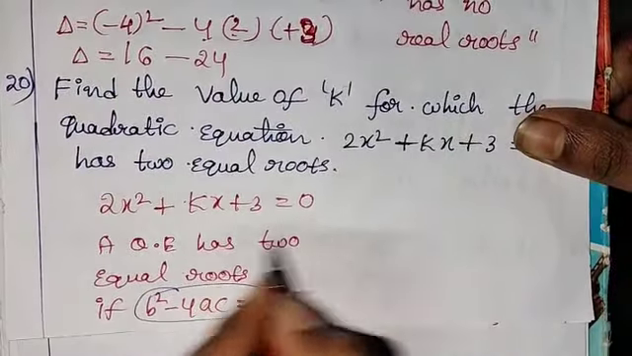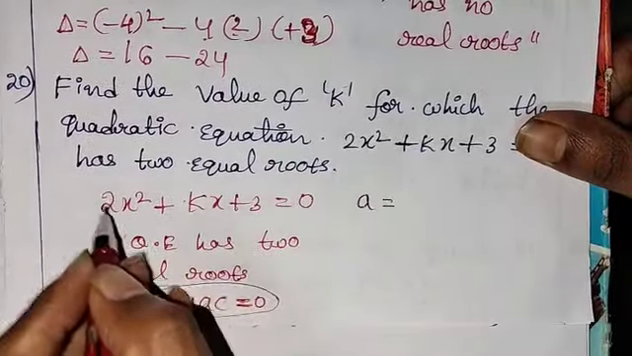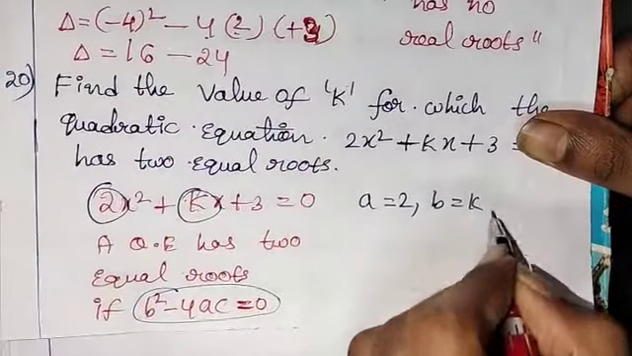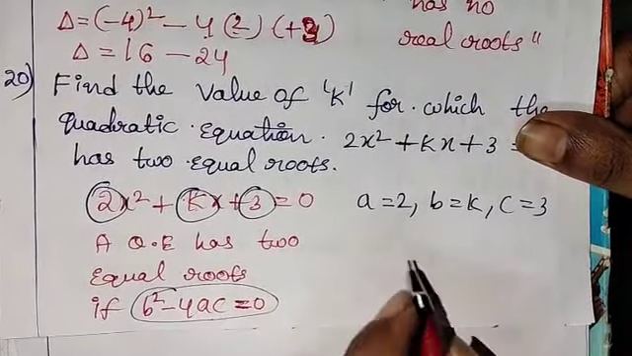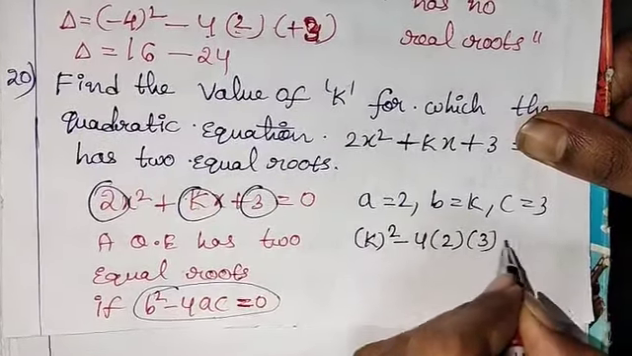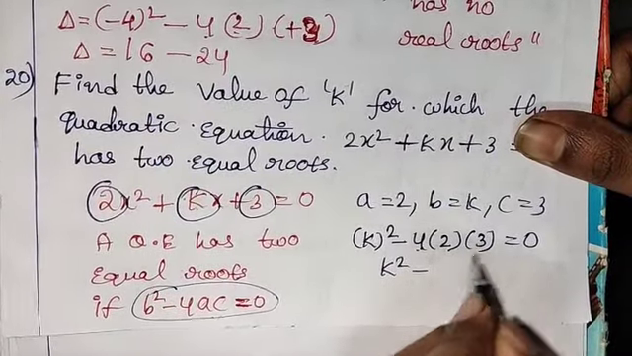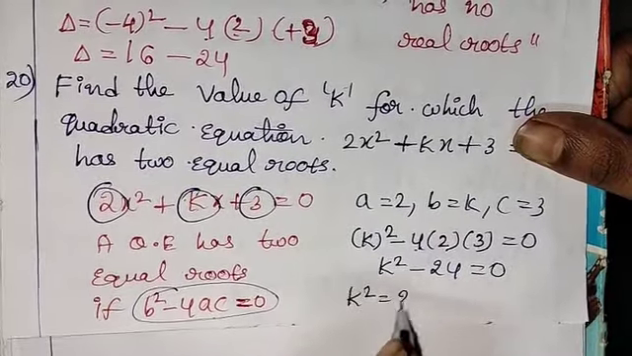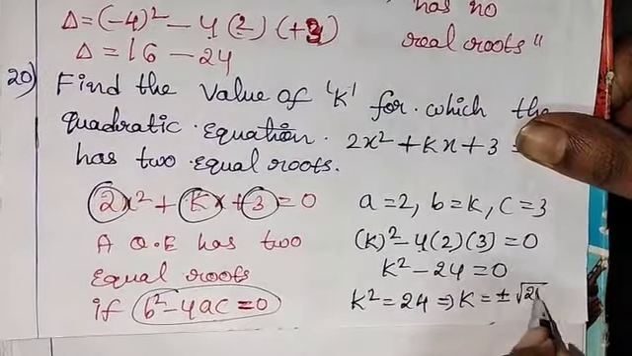So we have to find the discriminant here. Fine. So here what is the value of a? In this quadratic equation, a is equal to 2, b is equal to k, the coefficient of x, c is equal to 3, the constant term. Now use this formula, b square minus 4ac is equal to 0: k square minus 4 into 2 into 3, 4 2s are 8, 8 3s are 24, is equal to 0. Okay, now k square is equal to 24, k is equal to plus or minus root 24.